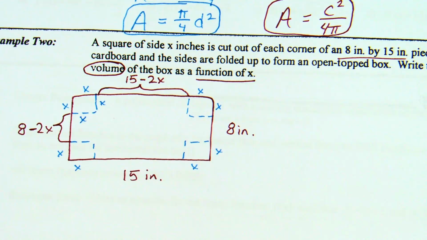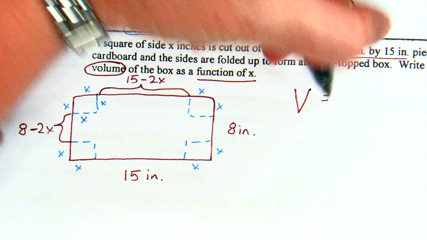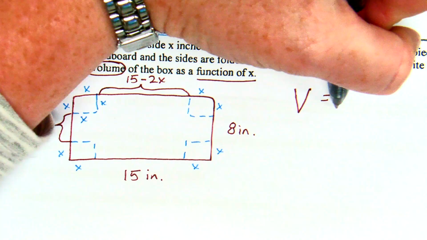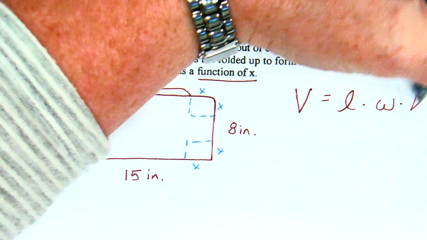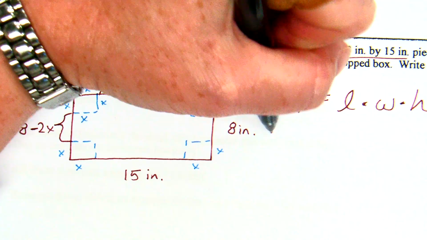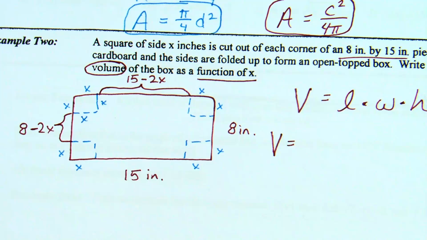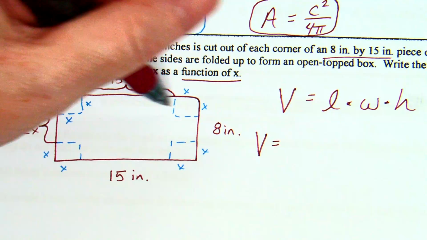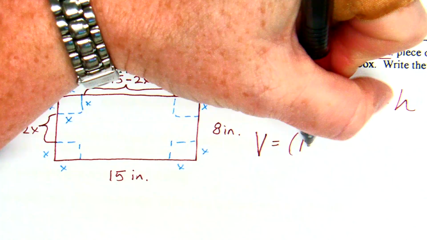Now, okay guys, prior knowledge. How do we do volume of this open top box? How do we do volume? Okay. Volume of a rectangular prism. Length times width times height. Sound familiar? We'll get there. So, we're writing a formula for volume, so we're allowed to start with V equals. What is the length of my box? Okay. Cardboard was 15. We take away those two x's, so the length of the box is 15 minus 2x.